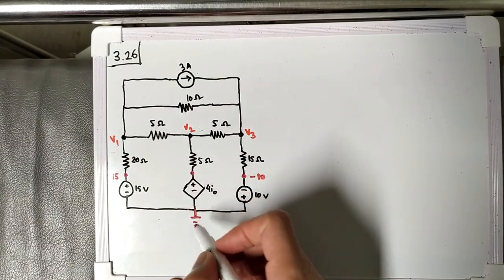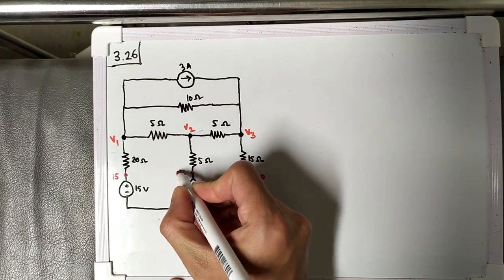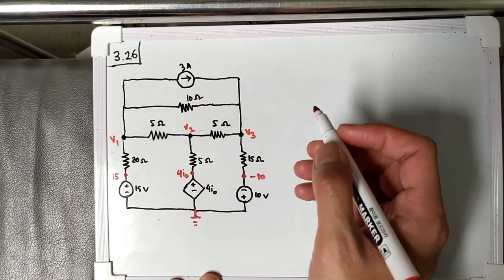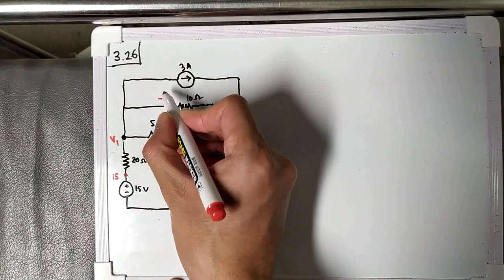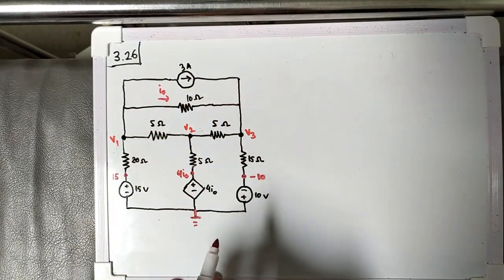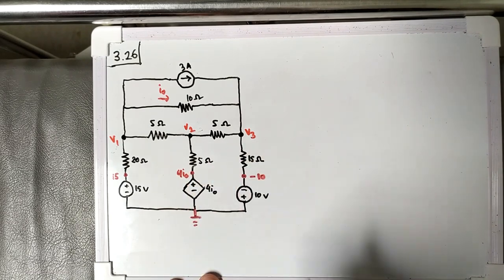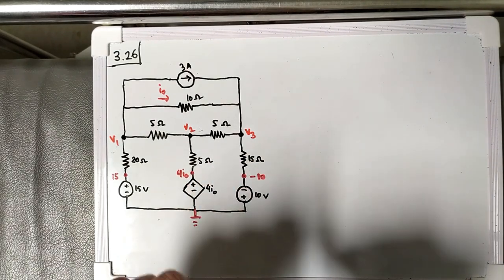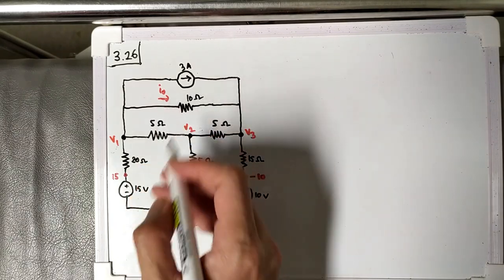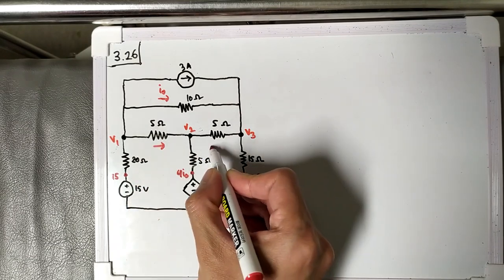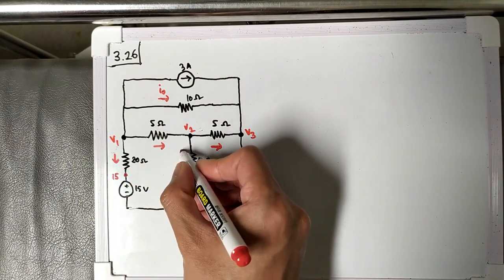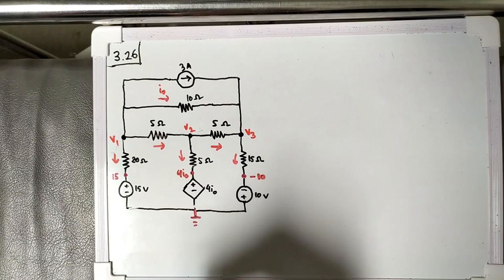So in this node, the value is 4 I0, and I0 is, I think it's here if I'm not mistaken. So I0 is here, and this one will be 4 I0. And let's start by assuming where the current goes. So this one already has the direction, so I will follow it to the right. And then for this one, I assume that it will go to the bottom here.